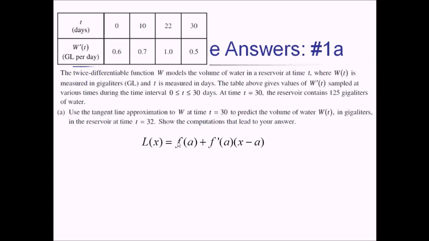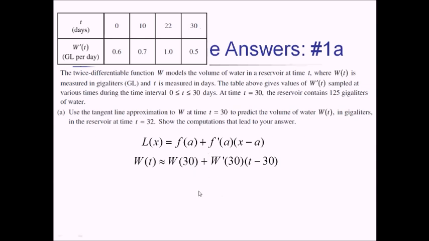So I can say that W of t is approximately equal to W of 30 plus W prime of 30 times t minus 30, because we're using t as our input variable here. Let's fill in each of these things. W of 30, what's that going to be? That's the 125 they said was our gigaliters at time 30. And W prime of 30, well, we have a table of values of W prime. When I plug in 30, I get a W prime of 0.5.